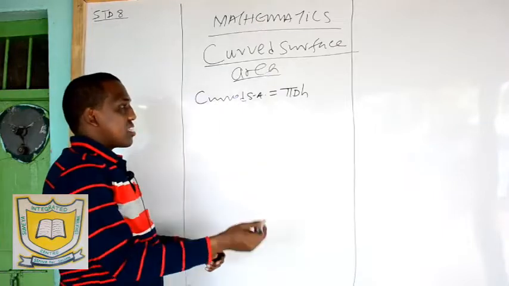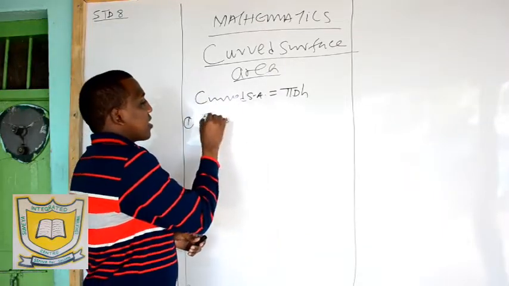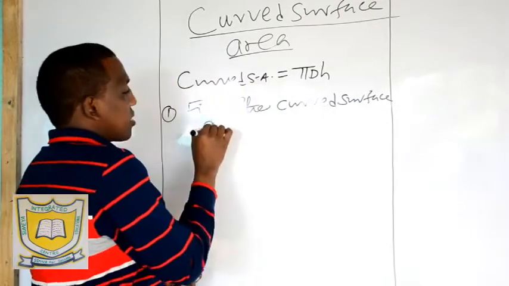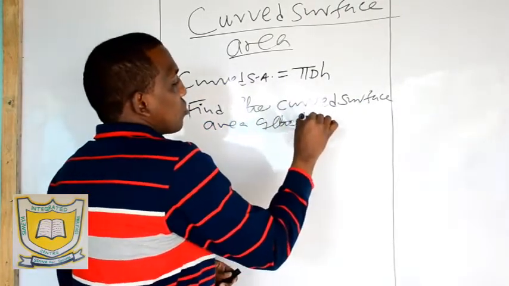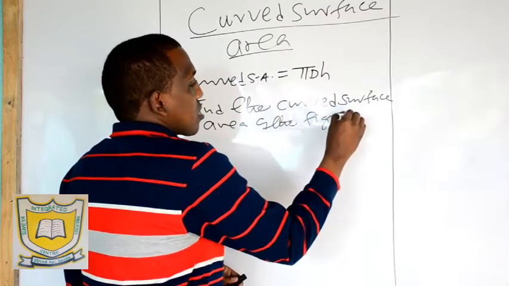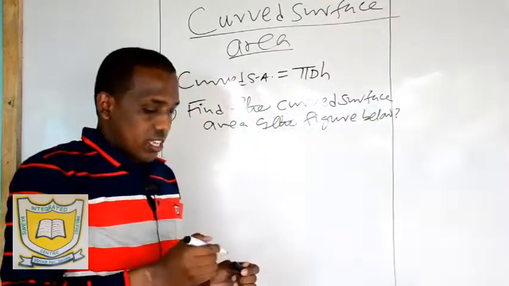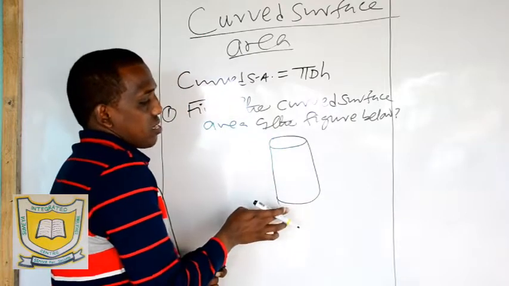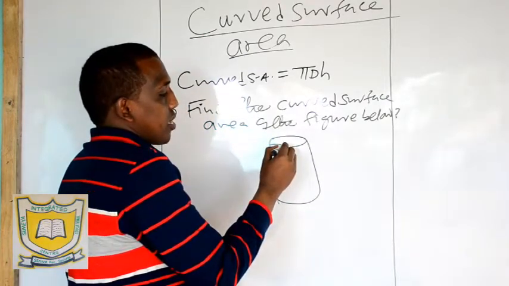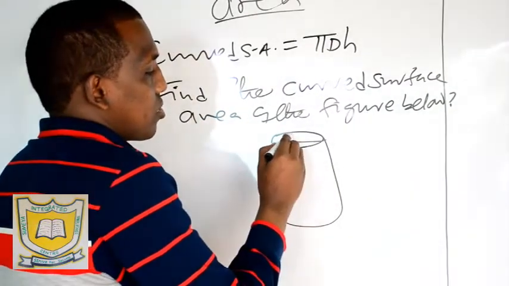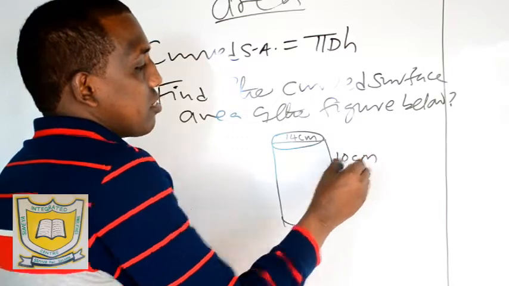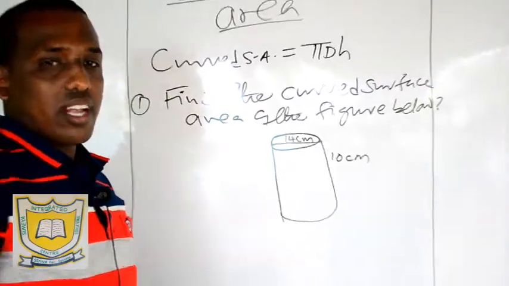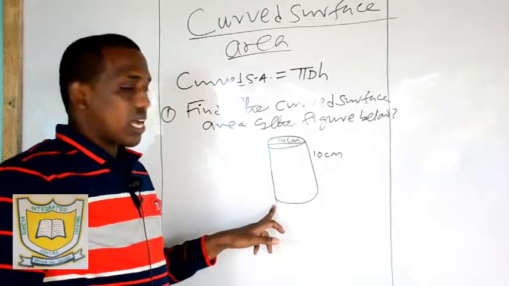So let us find this. Find the curved surface area of the figure below. This is the figure. They have given us the diameter, 14 centimeters, then the height, let's say, is 10 centimeters. So we are told to find the curved surface area of this figure.